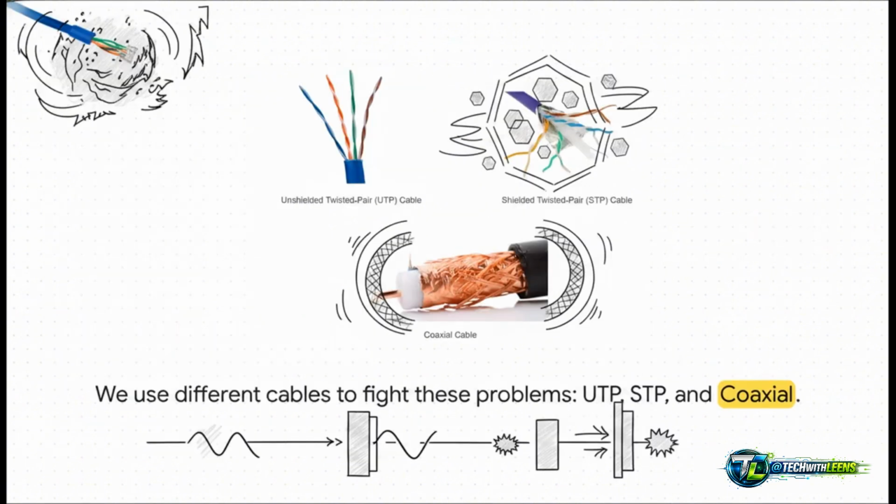So how do we fight back against these signal-destroying enemies? Well, with really clever cable engineering. We're going to look at the 3 main types of copper cables that are designed to do just that. Unshielded twisted pair, or UTP, shielded twisted pair, STP, and coaxial. Each one is a different level of defense.